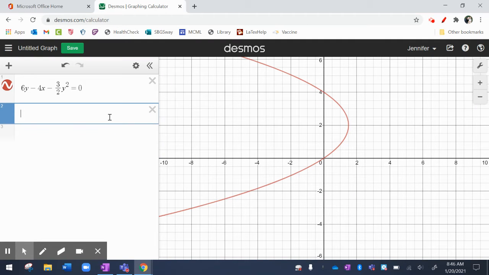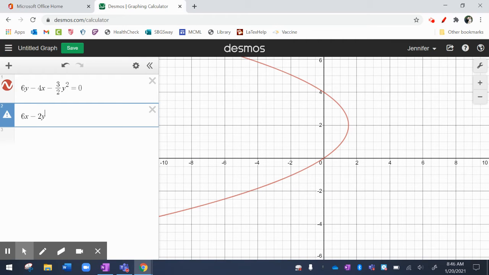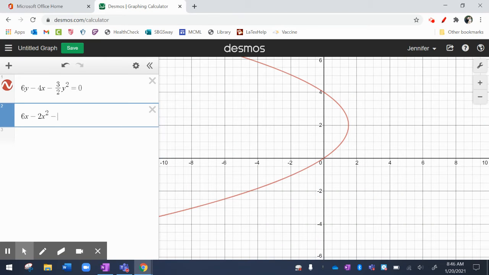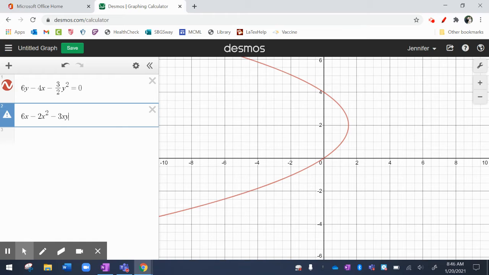And then 6x minus 2y squared, minus 2x squared, minus 3xy equals 0. Something feels off. Why does something feel off? It doesn't. I'm good.